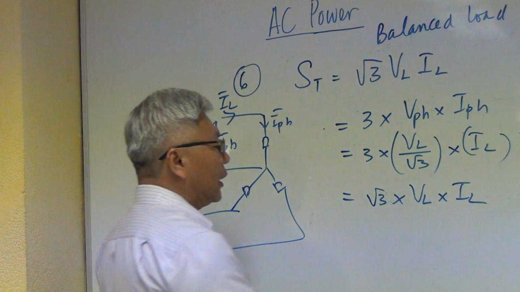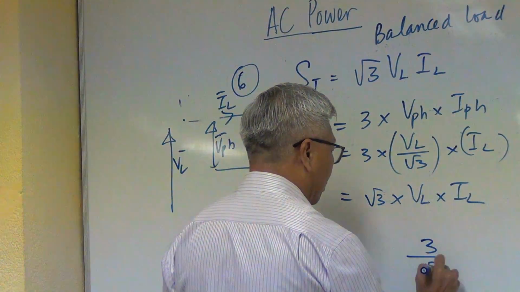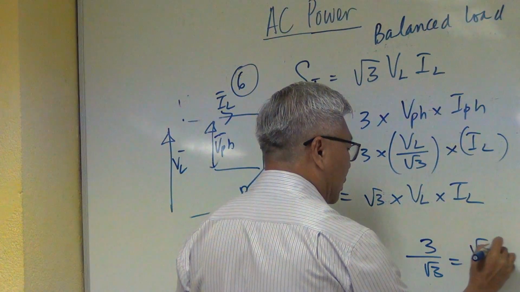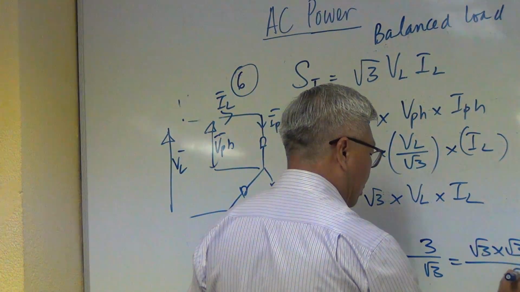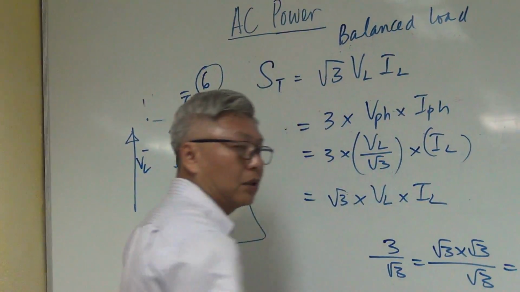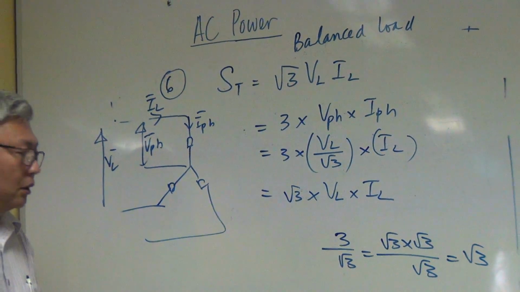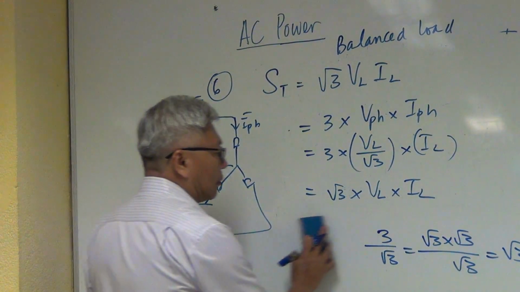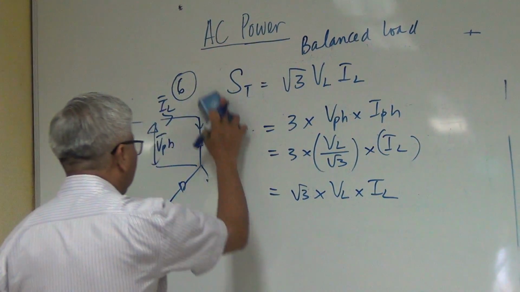Do you know that 3 divided by square root 3 is equal to square root 3 times square root 3 divided by square root 3? So that becomes square root 3. Right? Okay, so that is a star system. Let us prove it on the delta system.